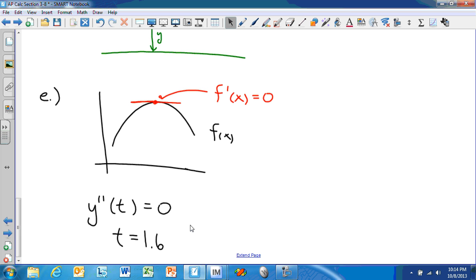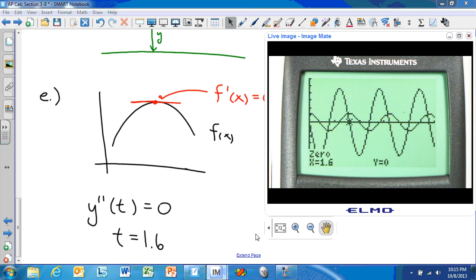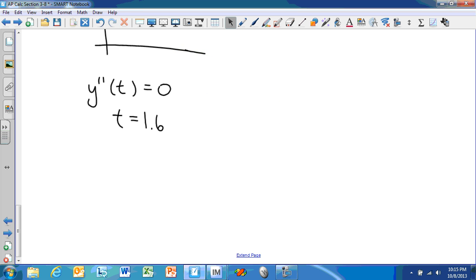But that's how we would do this for any other type of problem. So the question was, what is the fastest the mass moves, and where is the mass when it's moving this fast? So all we found so far was at what time it occurs. I need to actually find out what the maximum actually is there. So on my graph, I'll just trace the original function, the velocity function, to 1.6, and we get 11.781. So y prime at 1.6 turns out to be 11.781. And again, the units for this are in feet per second.